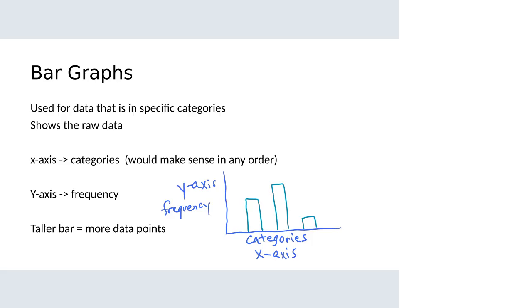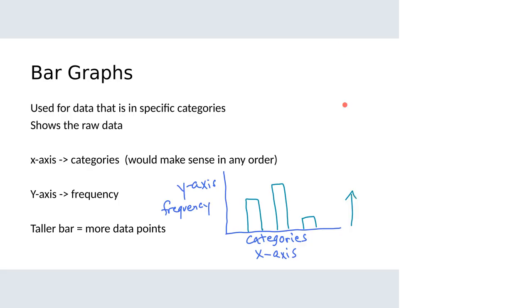I understand that you're probably very comfortable with bar graphs, but I just want to remind you, this is what we would call a vertical bar graph because the bars go in a vertical direction. You could also have a horizontal bar graph. There's nothing wrong with that. I think they're less impactful. So for us, we're going to talk about the vertical bar graphs, where our categories are on the x-axis and our frequencies are on the y-axis.